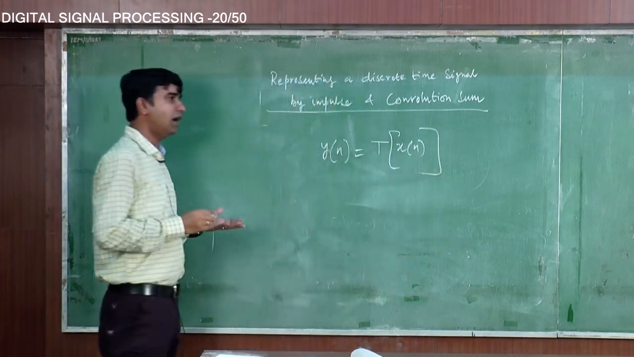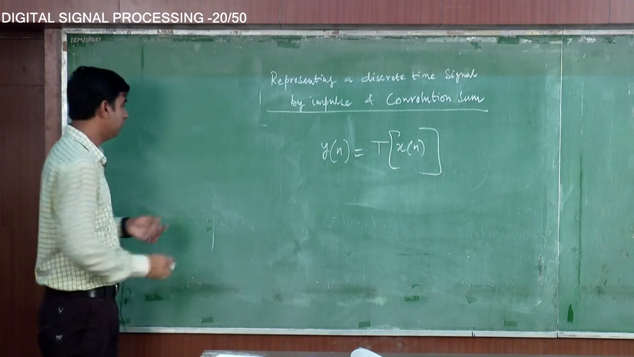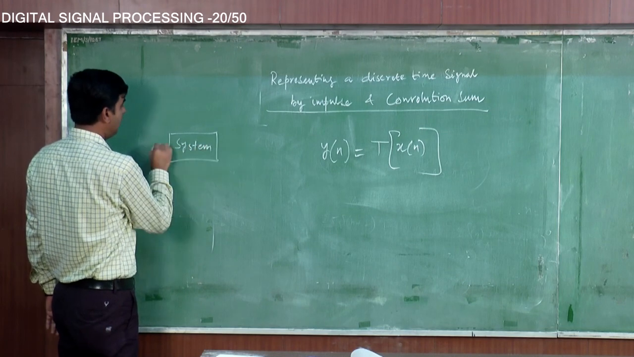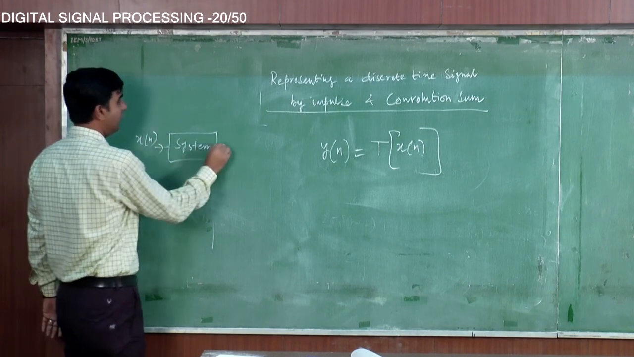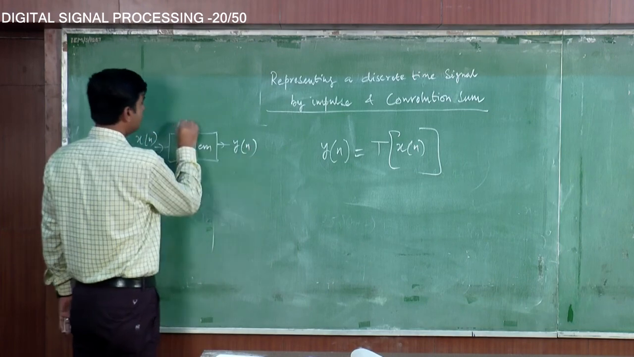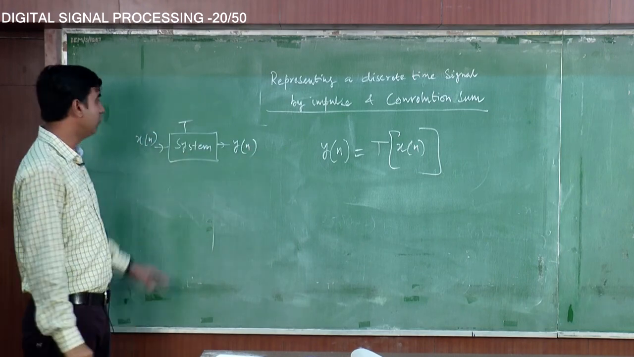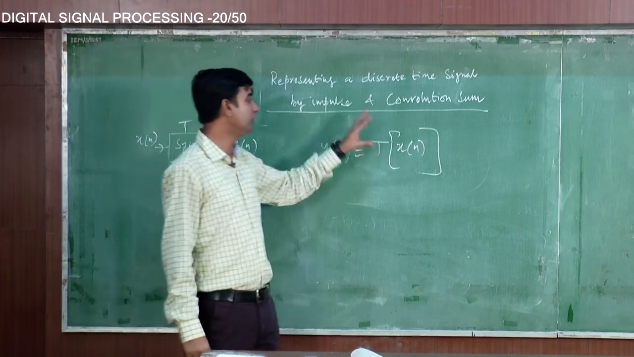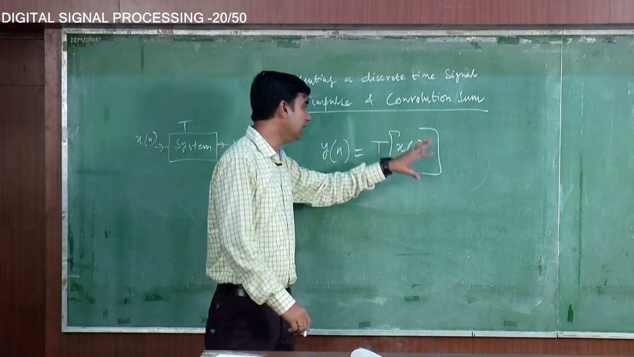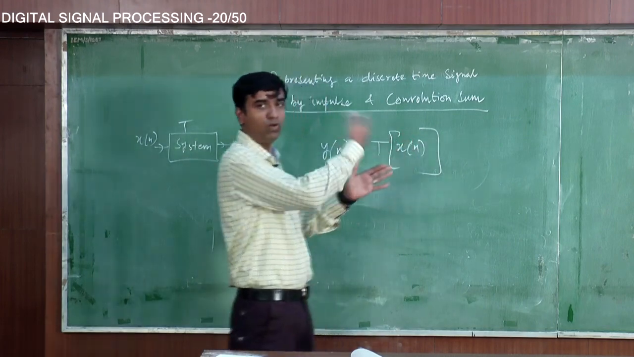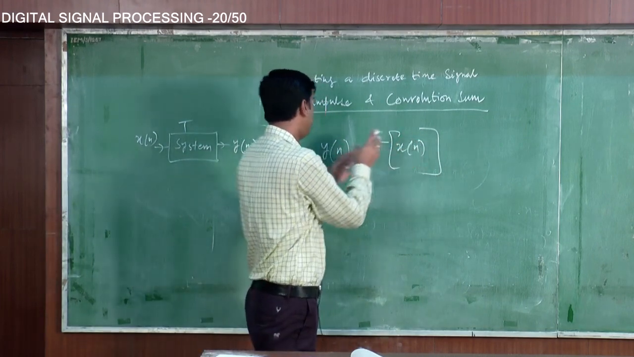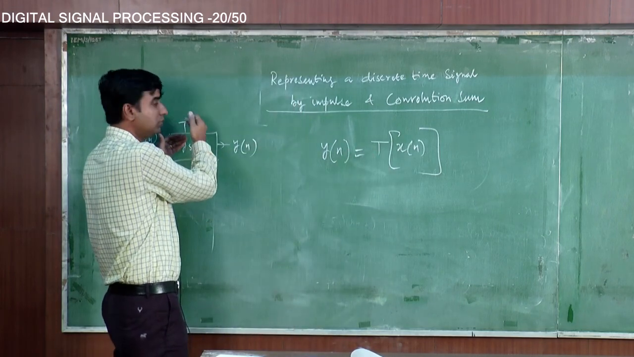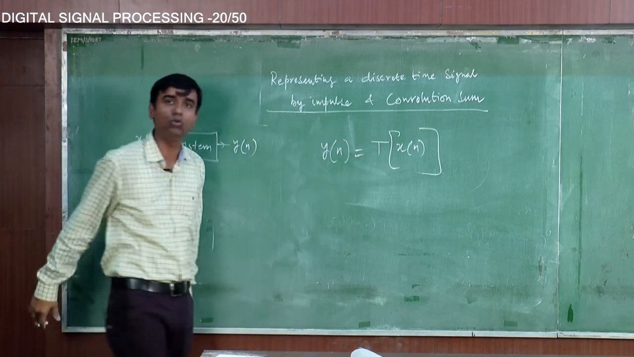We represent our system by a system equation which says, if there is a system like this and its input is x n and output is y n with the system transfer function T, we define the system in this way: output y n is equal to the transfer function of the system applied to the input. So the system works on the input by its transfer function and produces the output.